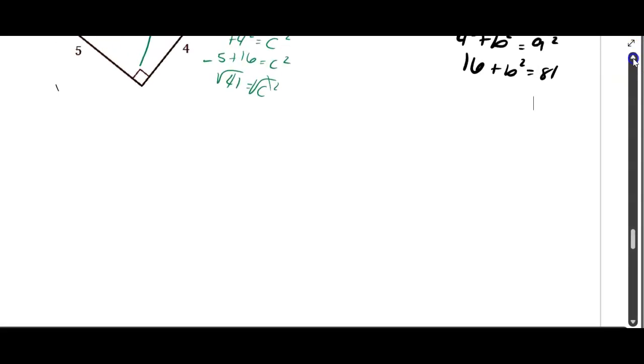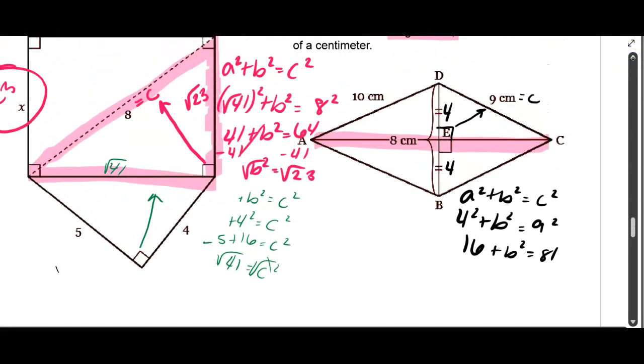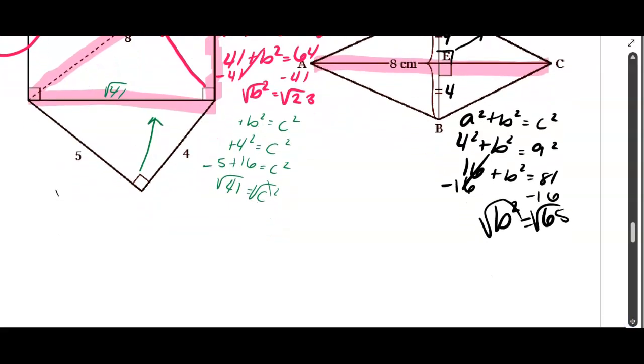Let's go up. And we're going to subtract 16 from both sides. So we're going to do minus 16, minus 16. And you're going to get b squared is equal to 65. And then we're going to square root both sides. Squares and square roots cancel out. And then you're finally left with b equals the square root of 65.